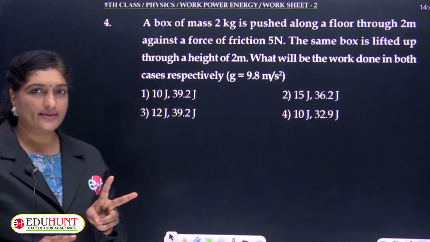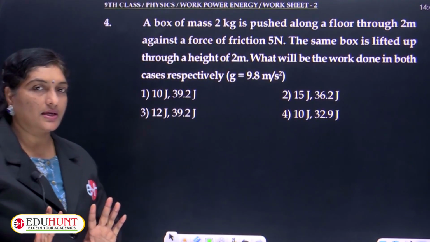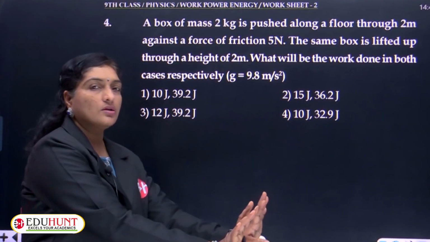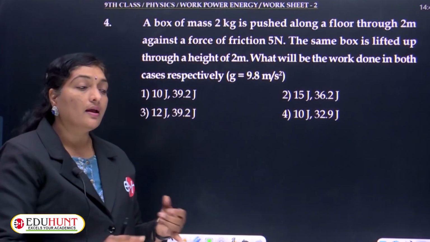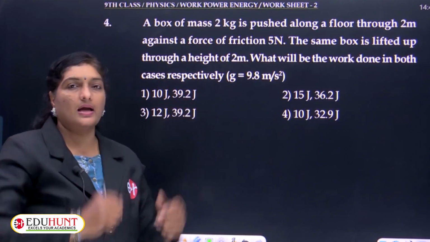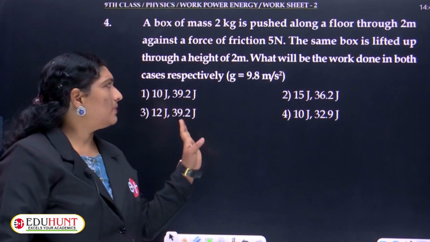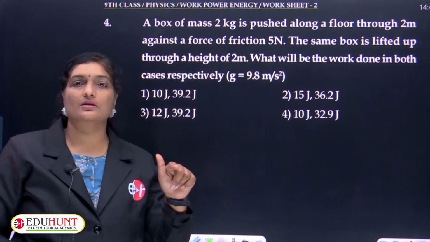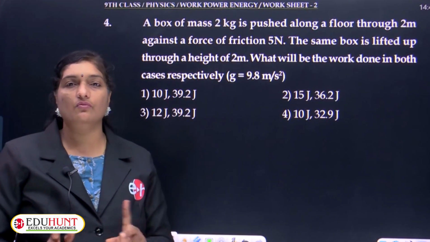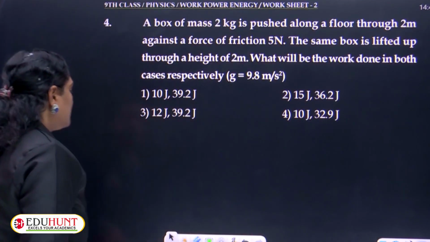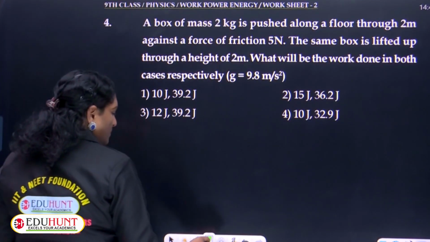What will be the work done in both cases respectively? So there are two cases given here. In the first case, the box was pushed along the floor, so some work is done. Again, the same box is lifted up to a height of 2 meters, and there also some work is done. You are asked to find the work done in each case. First of all, let us find case 1.